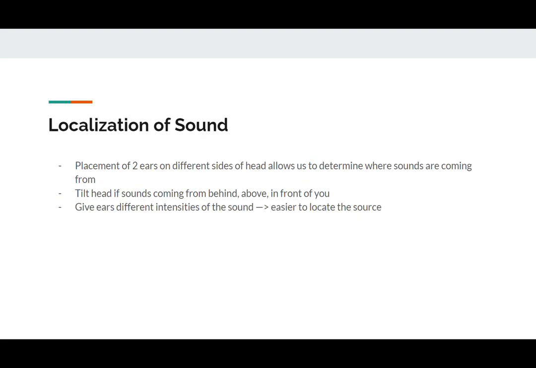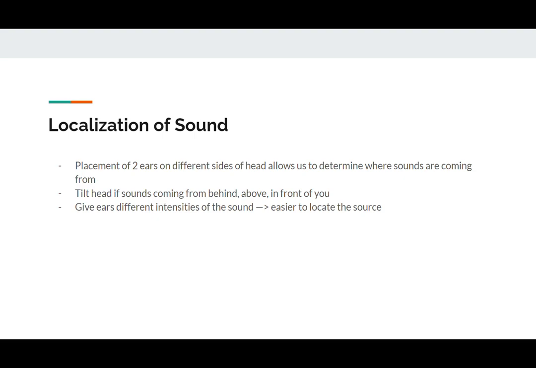Now we have our final section of this video, localization of sound. Having two ears, just like having two eyes, is much better than having one. The placement of our two ears on different sides of our head allows us to determine where sounds are coming from. If you are sitting in class and your buddy to your left calls your name, the sound waves of his voice will hit your left ear before the right because it has a bit more distance to travel. This is how we localize sound.